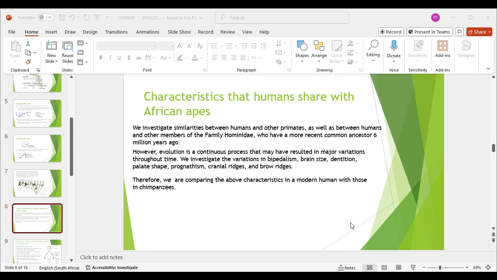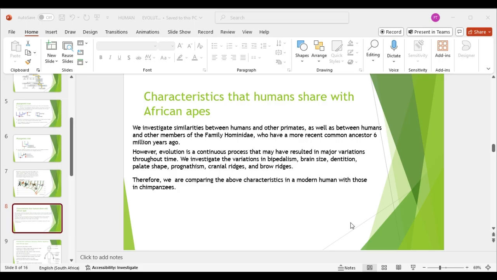However, we know that evolution is a continuous process that has resulted in major variation through time. So we're going to investigate the variation in the bipedalism, the brain size, the dentition, the palate shape, the prognathism, the cranial ridges, and also brow ridges.